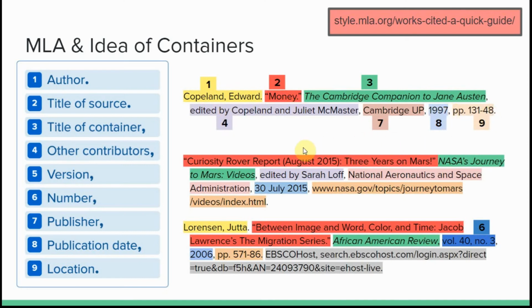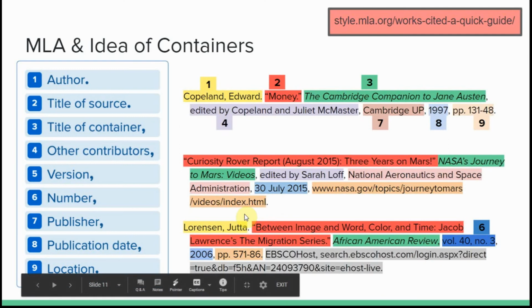Let's look at another source. Here we have an episode of a video series. In this case, we don't have a particular author, so that information is not included here. We just start immediately with the title of the source, Curiosity Rover Report, 3 Years on Mars. And the container for it is the larger video series, NASA's Journey to Mars. It's edited by Sarah Love, and then it's published by National Aeronautics and Space Administration, NASA. The particular publication date, and because we know specifically the date that information is provided, along with the location, here's the website.